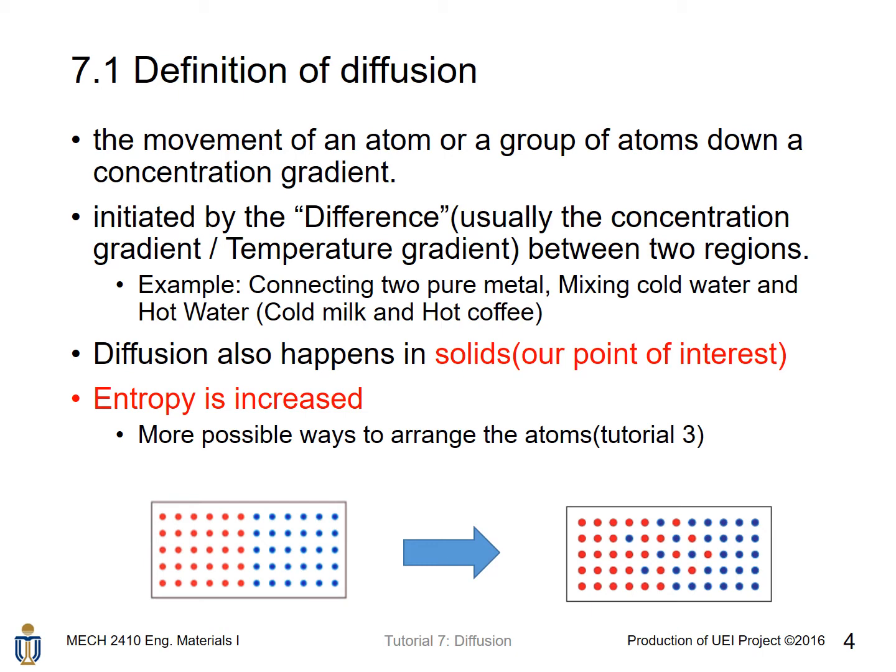During diffusion process, the entropy is increased. It is because after the atoms diffuse into each other, there are more possible arrangements of the atoms. If you still remember the equation I introduced in tutorial 3, which talks about the statistical definition of entropy, if a system has more possible states, in other terms, more possible ways to arrange its atoms, then the entropy level is higher.